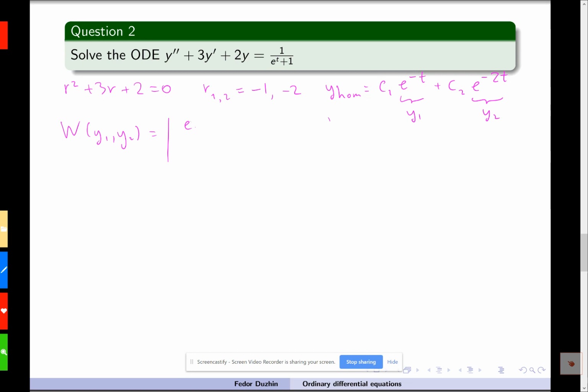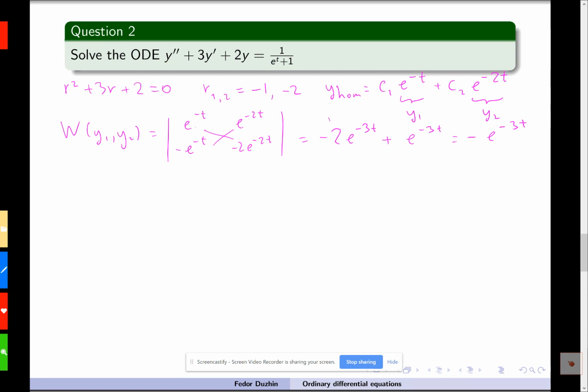So the Wronskian of y1 and y2 is the determinant of the matrix where the first row is y1 and y2, and the second row is their derivatives, so minus e to the minus t and minus 2 e to the minus 2t. Now, this times this is minus 2 e to the minus 3t, minus this times this, so we get minus e to the minus 3t. Right, so the Wronskian of the two solutions is minus e to the minus 3t.